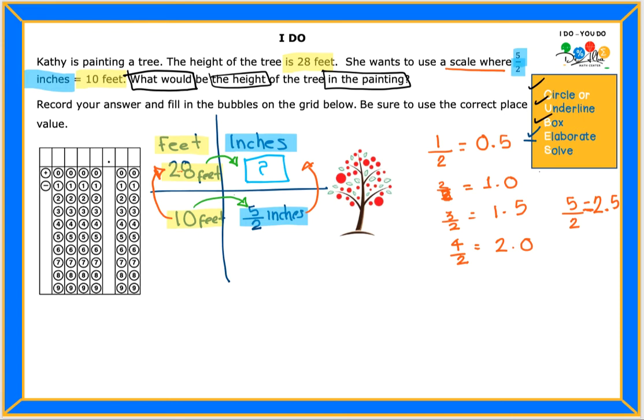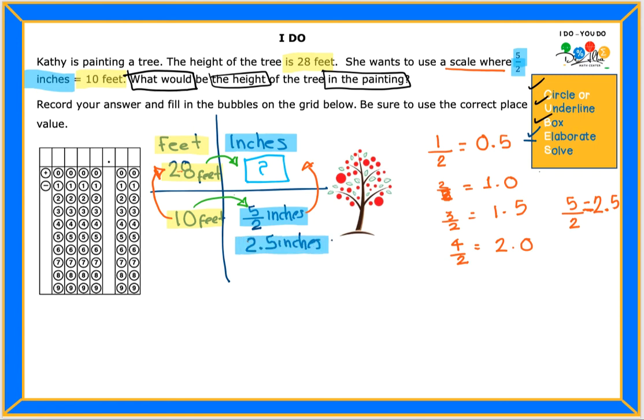2.5. You see, we're adding 0.5 every time. 0.5 plus 0.5, 1. 1 plus 0.5, 1.5. 1.5 plus 0.5, that makes 2, and so forth, until we get to 5/2. So 5/2 is the same as having 2.5 inches. So I'm going to be using this value. So I'm going to say, okay, so let's multiply.